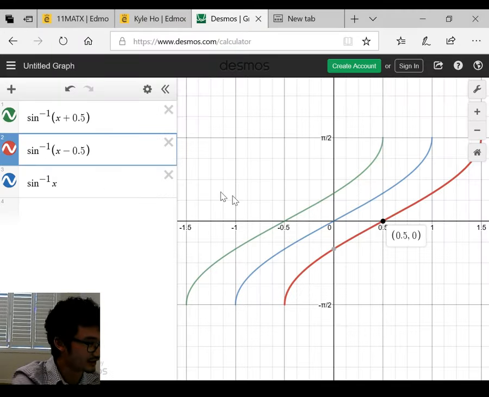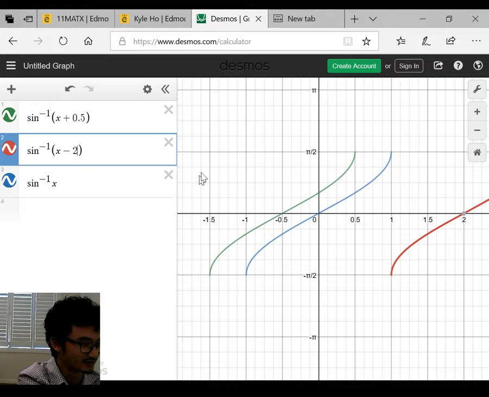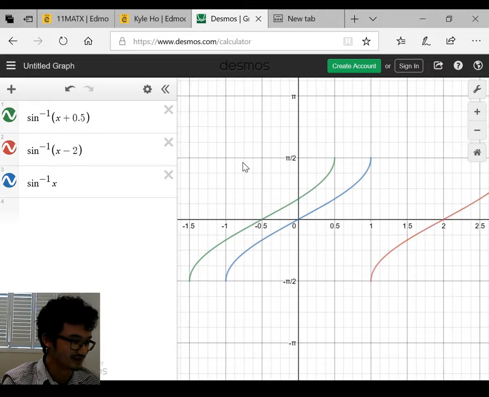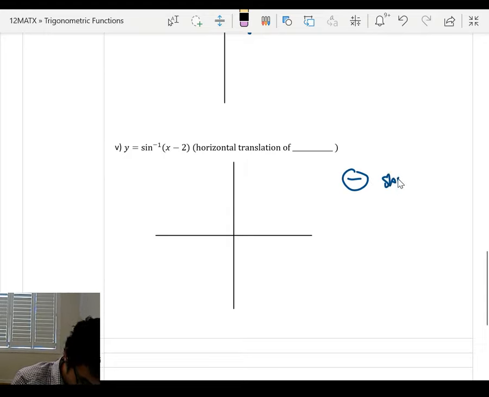Let's just do this last one. So what was it? X minus 2. Let's just cheat and see what that looks like. Okay, so we can say negative is shifting to the right, positive is shifting to the left. Right, so negative shift left and positive shift right.